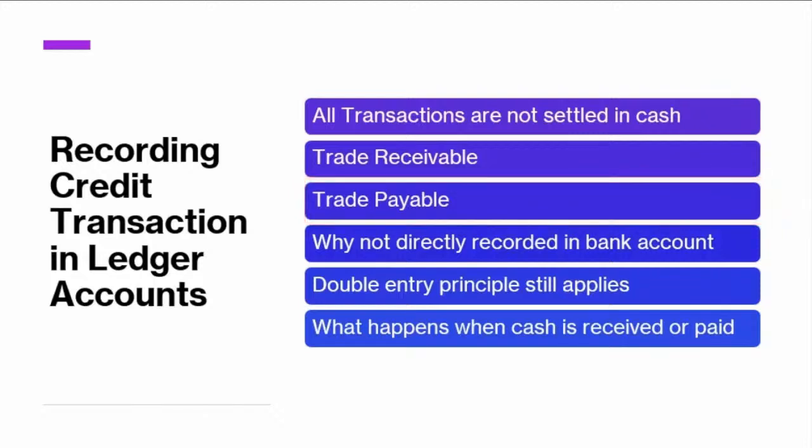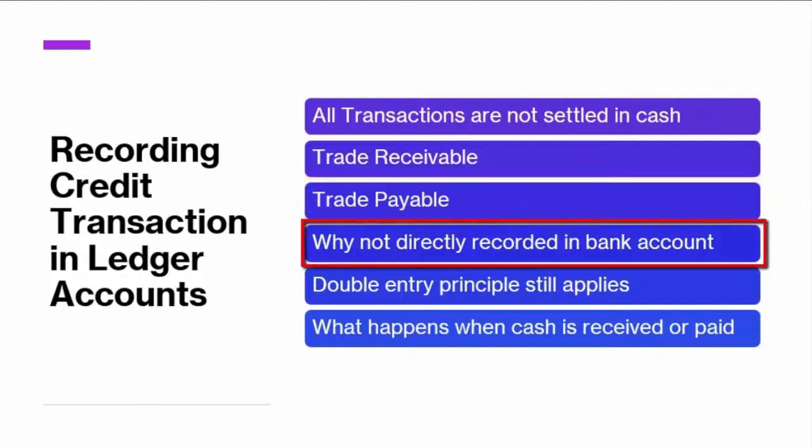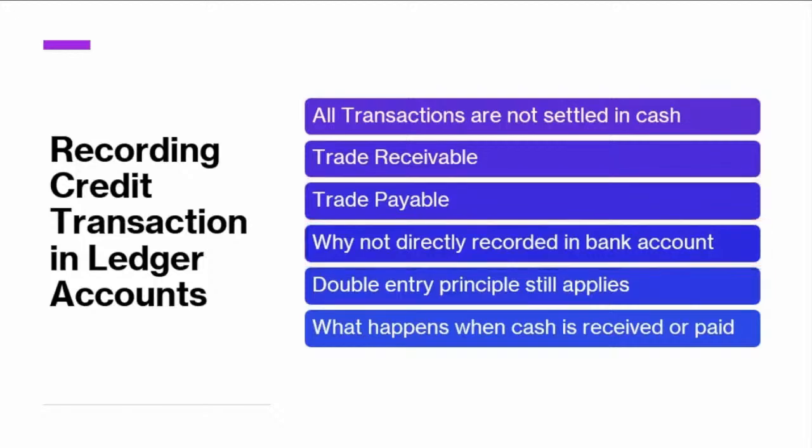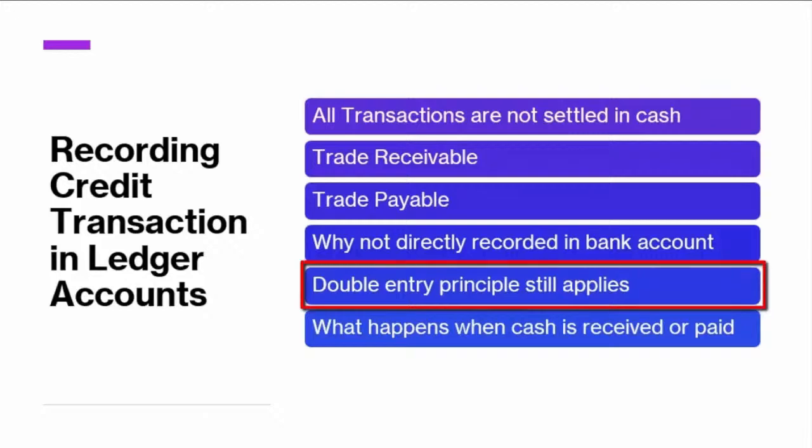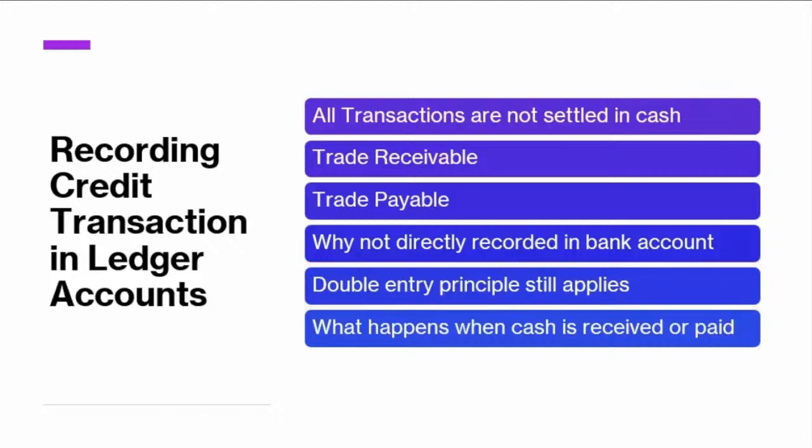2. Why not record it directly in the bank account? Since no cash changes hands at the time of the transaction, you cannot immediately record it in the bank general ledger account. Instead, you use trade receivables or trade payables to track the money owed. 3. The double entry principle still applies. Each transaction affects 2 accounts. One account is debited and another is credited to ensure the books remain balanced.